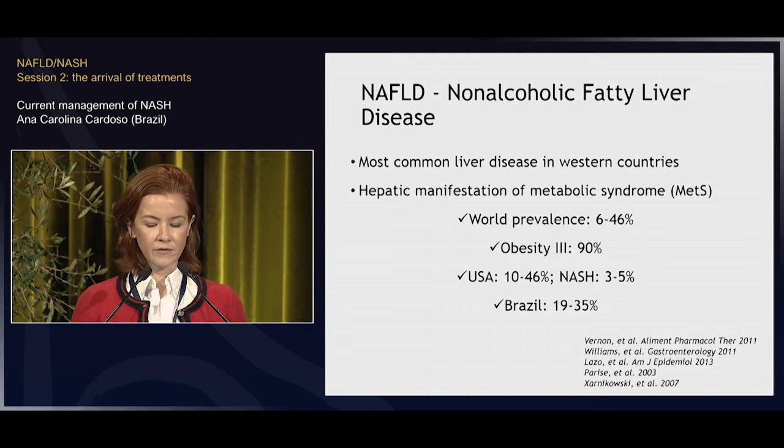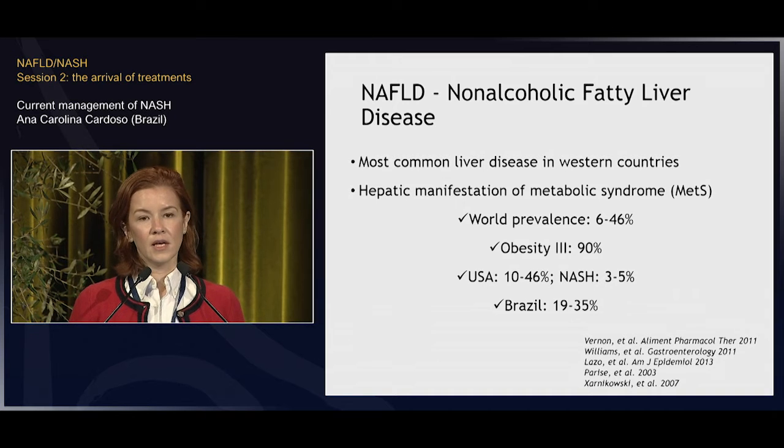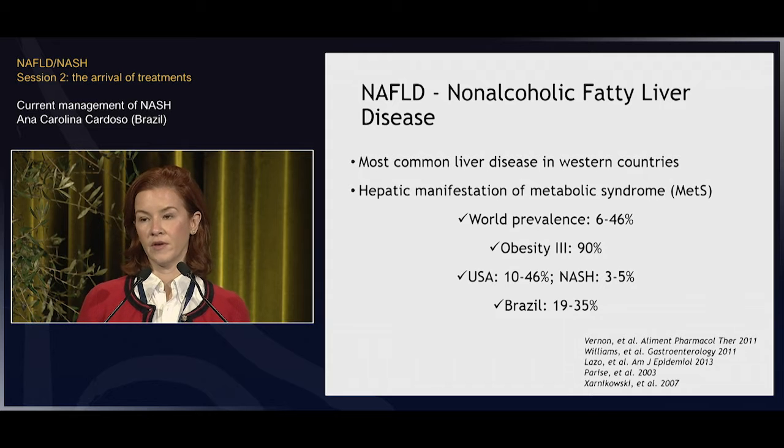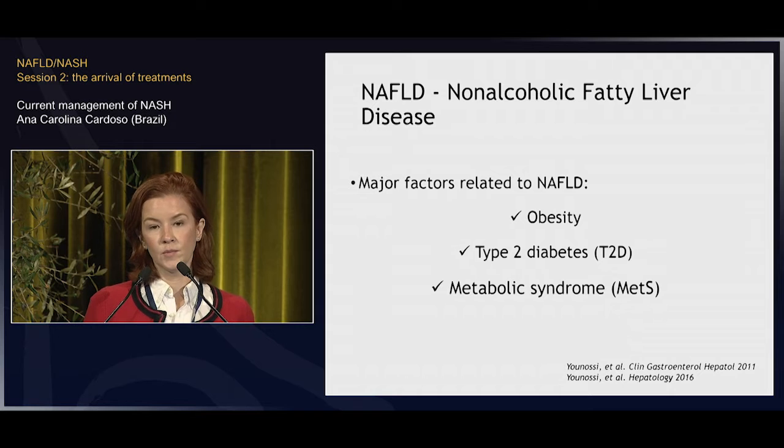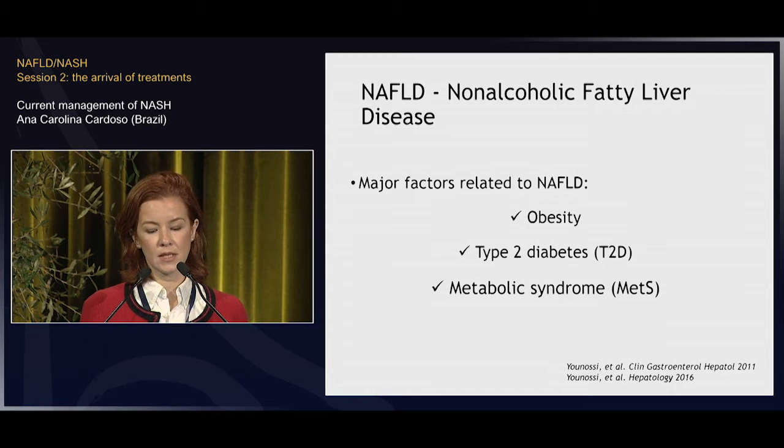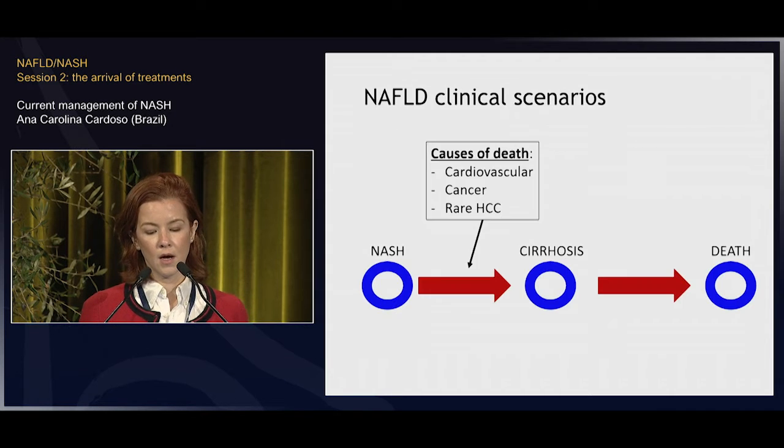So the most common liver disease in Western countries is non-alcoholic fatty liver disease. It's a hepatic manifestation of metabolic syndrome with a very high world prevalence. It can vary from 6% to almost 50%, and it's almost universal in patients with severe obesity. The major factors related with non-alcoholic fatty liver disease are obesity, type 2 diabetes, and metabolic syndrome.